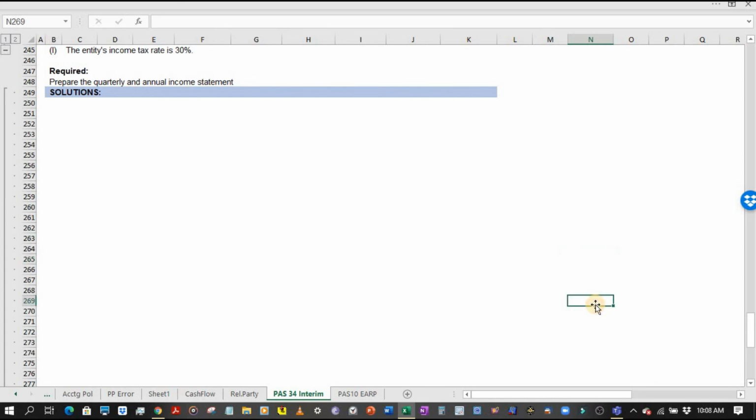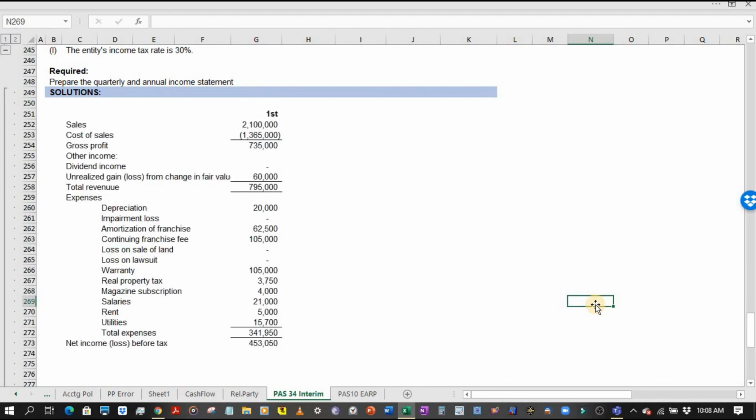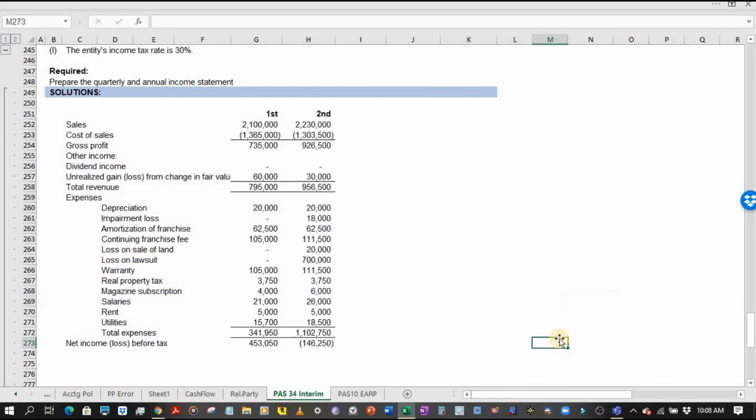So for the first quarter income statement, this is the computation of the net income before tax. So our net income before tax is 453,050 pesos. And these amounts were taken from the computation that we did in the previous sections of the problem. And now let us proceed to the second quarter.